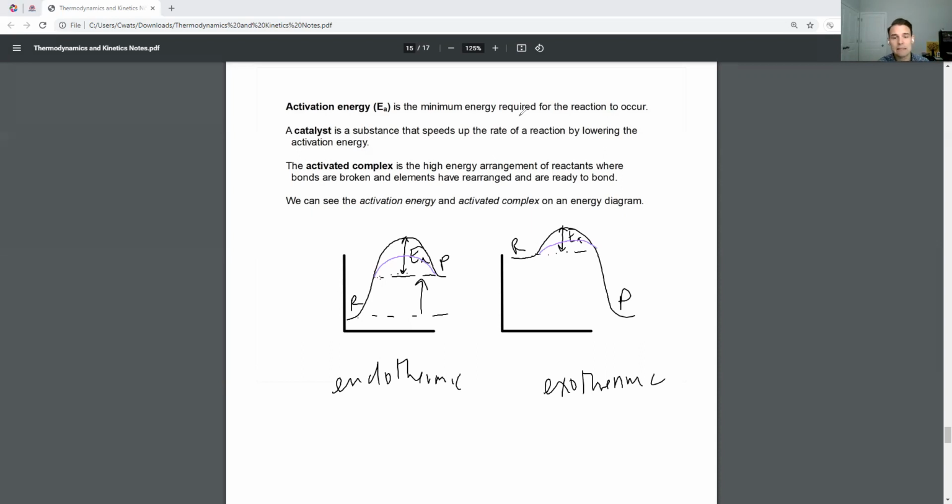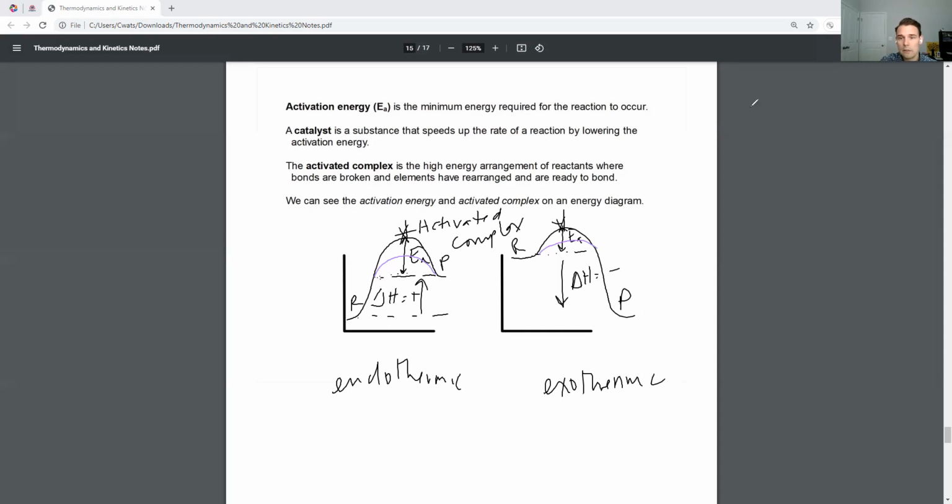The activated complex is the high energy arrangement of reactants where bonds are broken and elements have rearranged and they are ready to bond. The activated complex occurs at the very top of that. They have a lot of potential energy. When they do bond, the energy goes down, and so that's why the curve starts going down. So that's the activated complex. And then we know that this one is delta H negative, and this one is delta H positive. So there are your enthalpy diagrams.